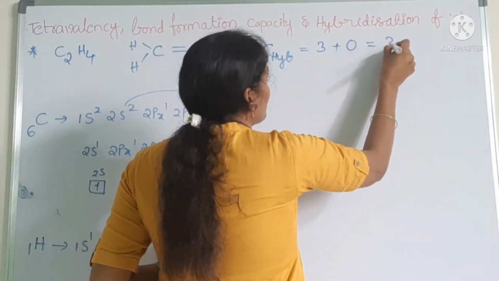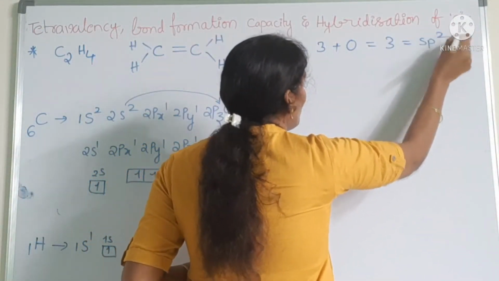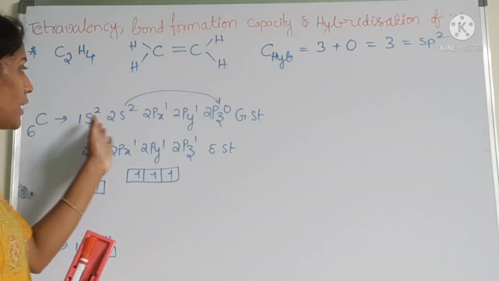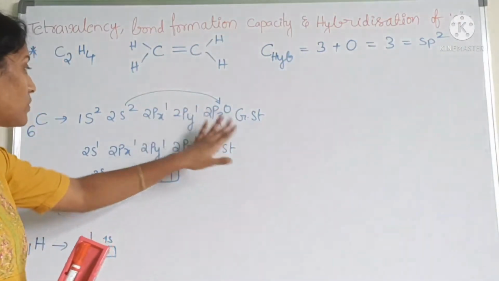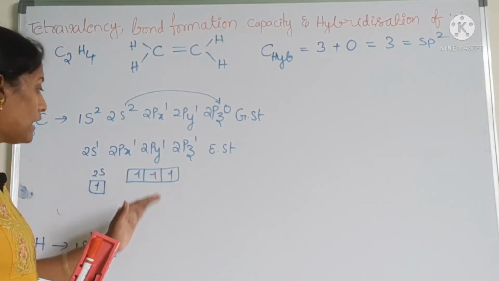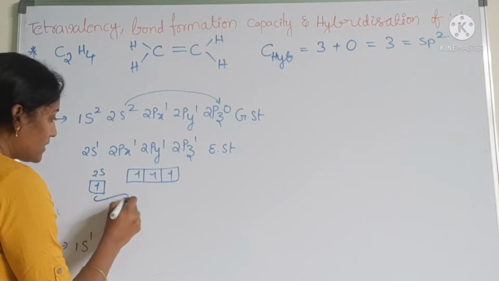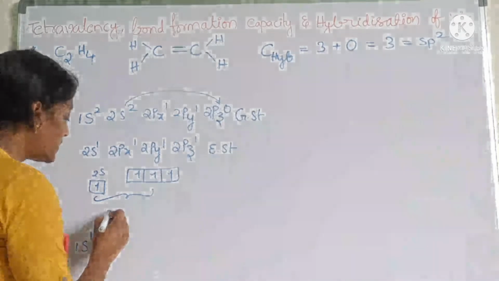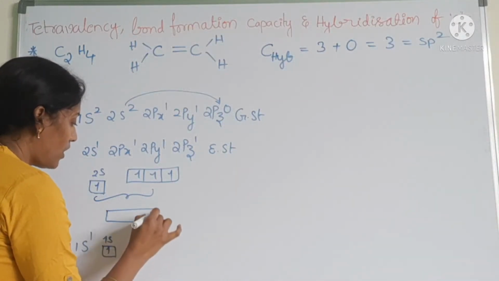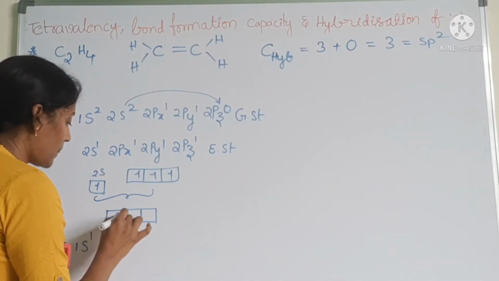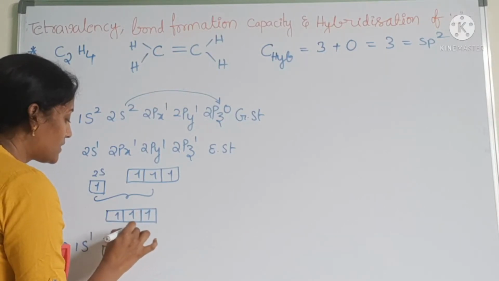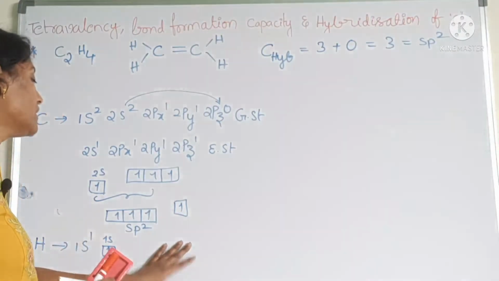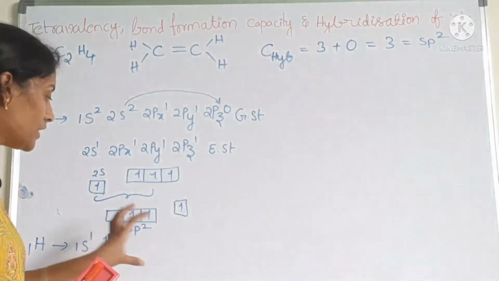So, it is 3. 3 means sp2 hybridization. Coming to electronic configuration, in the same way as the previous condition, ground state and excited state. After that, one s and two p orbitals are going to be redistributed with each other. Then they will form 3 hybridized sp2 orbitals and one unhybridized orbital is there. These 3 will possess equal energy.